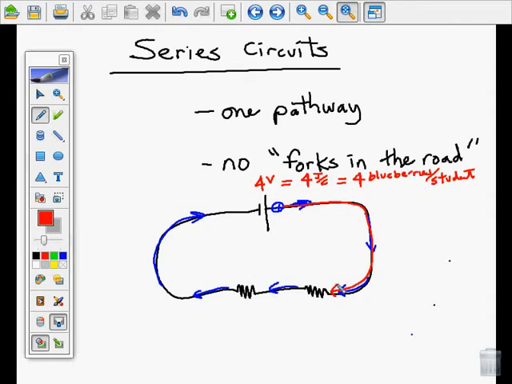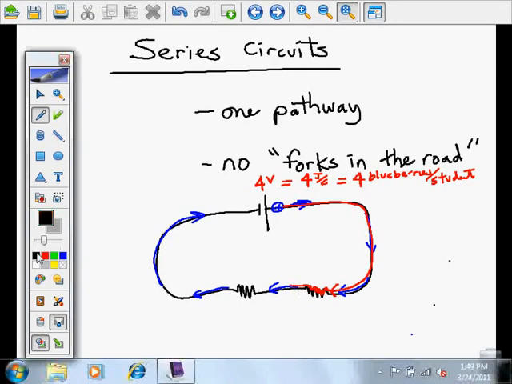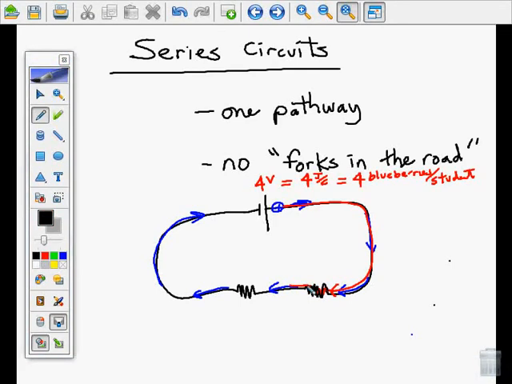So, can that coulomb use all 4 of its joules, all 4 of its blueberries as it goes through that first light bulb? It can't use all 4 because then it wouldn't have any to get through the next light bulb. So what ends up happening is it uses up some of its energy to go through this one here, and then it uses up the rest of it to go through there.